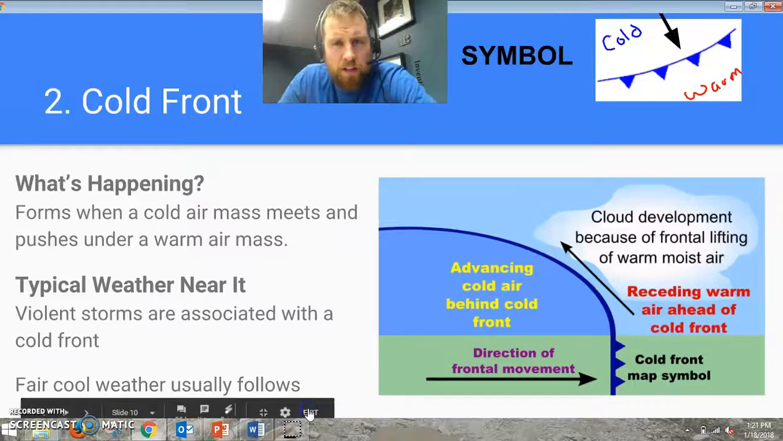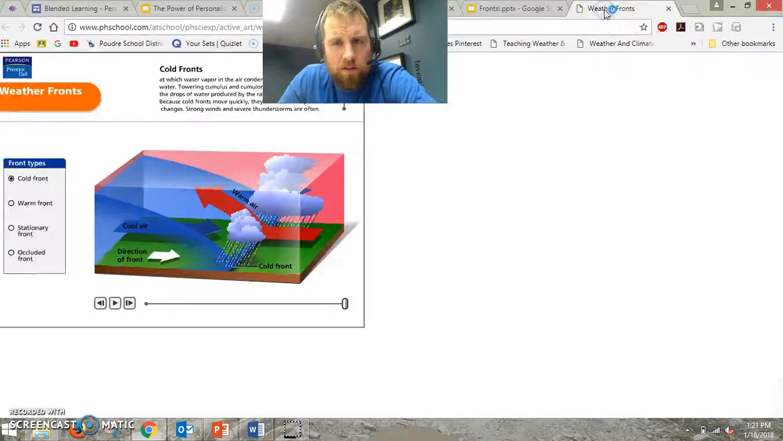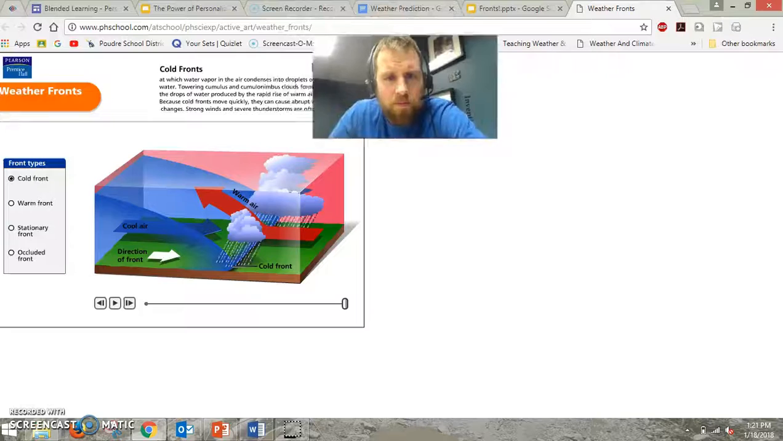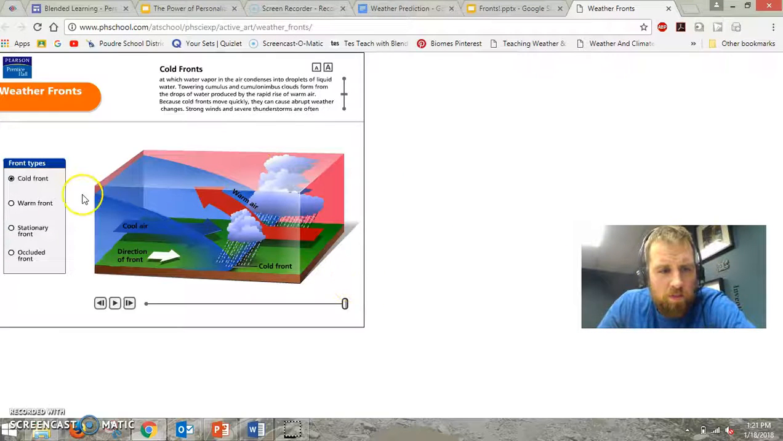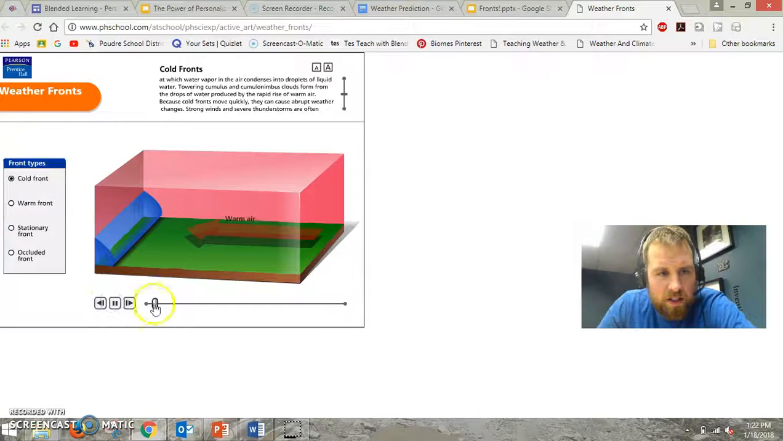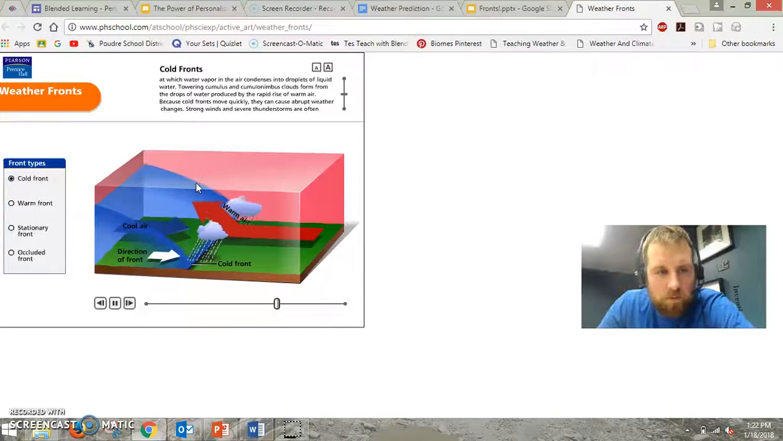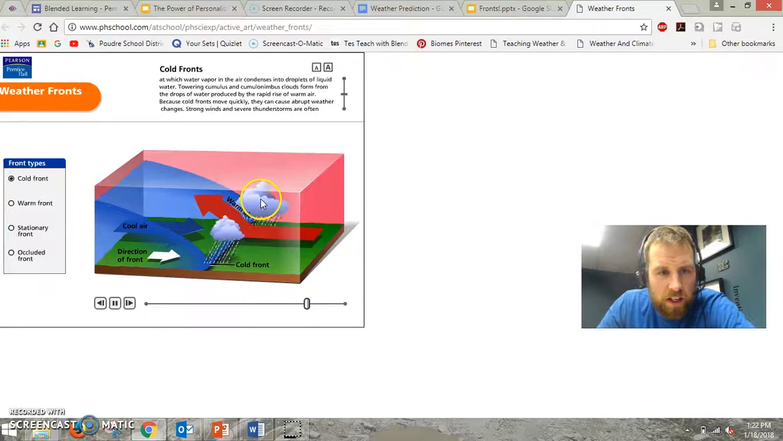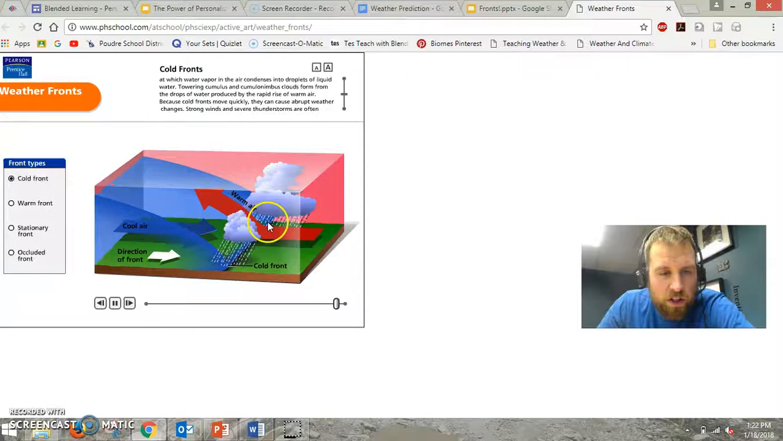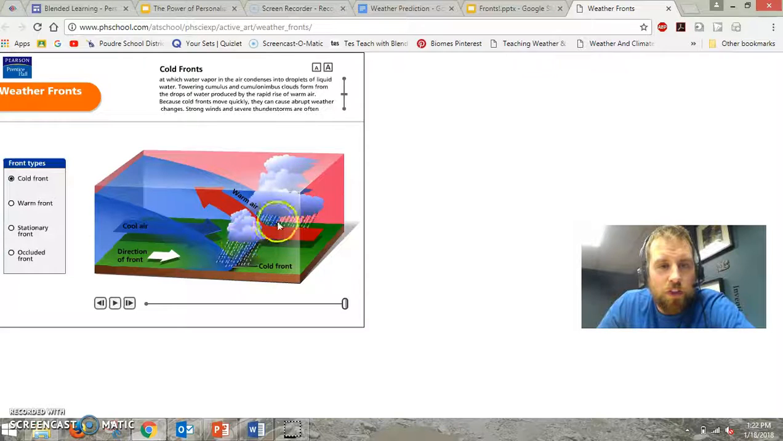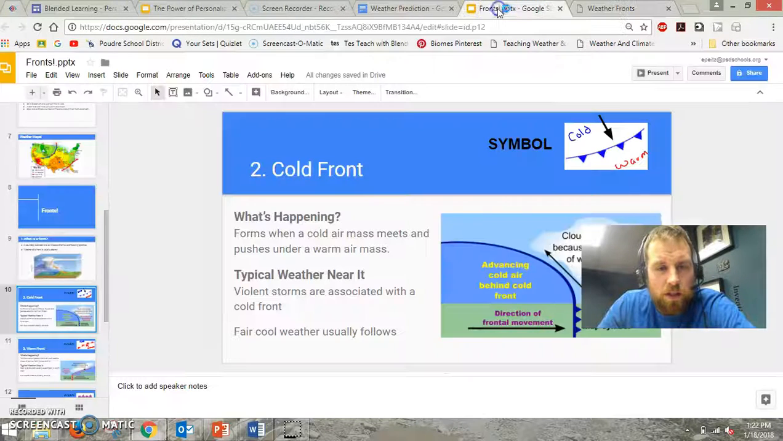I'm going to actually show you guys a quick little demo here. So this represents a cold front. Let's watch and see what happens. You can see here the cold air is advancing, the warm air is in front. As the cold air advances, the warm air rises, goes up. You can see cloud formation, and you can see moisture, precipitation, and usually some storms. Okay, so that's a cold front.